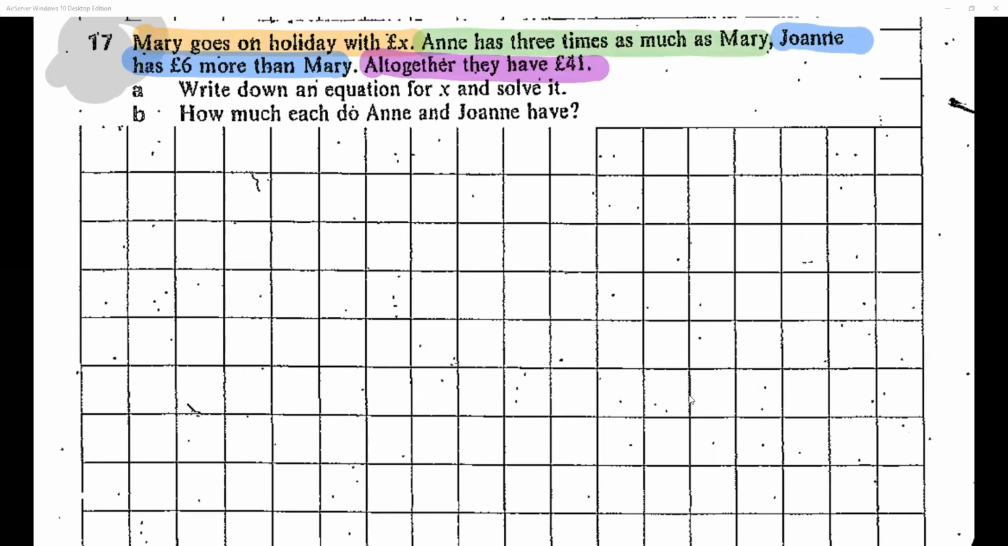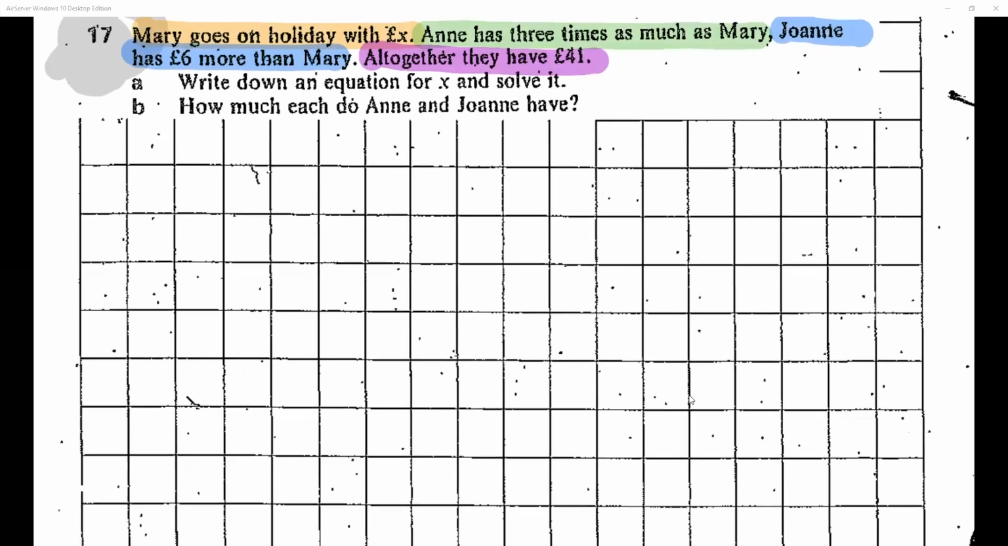Okay, lovely. So it says Mary goes on holiday with x pounds. So what do you write down first? Mary equals x pounds. We don't need to actually write the pounds part, just write the x. Okay, lovely. That's the orange bit done. What about the green bit? Tell me about the green bit. Okay, x times by 3. We just keep it simple and call it 3x.